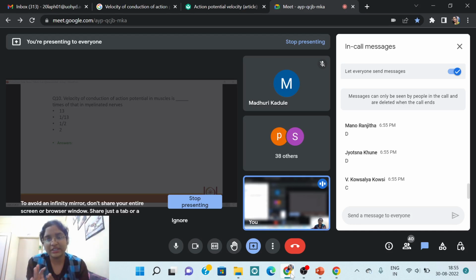13, 1 by 13, 1 by 2 or 2? Everyone is writing D or C. I guess most of you are not attending the lectures. You need to go back. If you're giving the wrong answers, it's totally okay. You are learning the correct answer through this session. But if you're giving wrong answers, please go back and listen to the lectures again. Surely you will clear your concepts more elaborately, right?